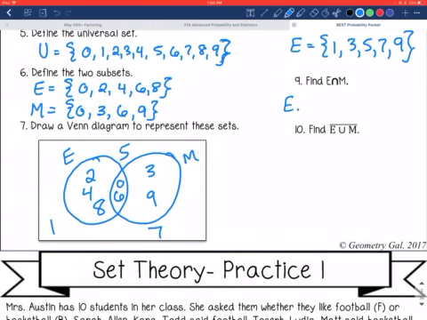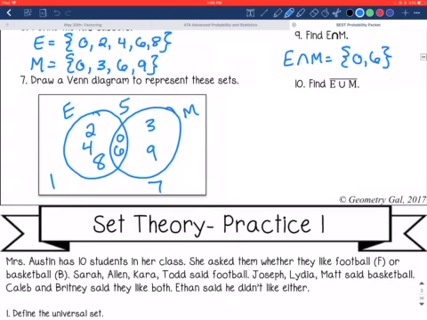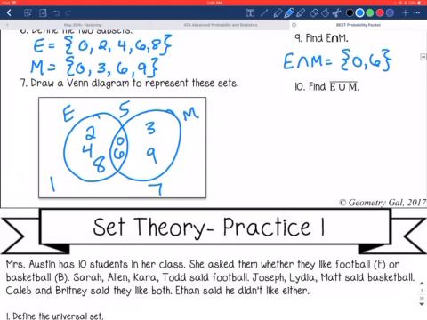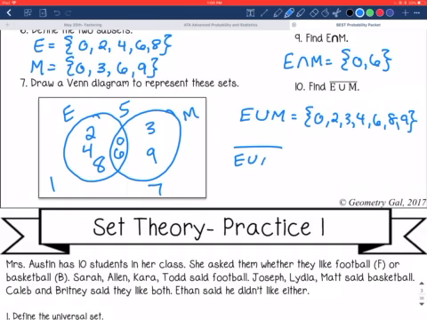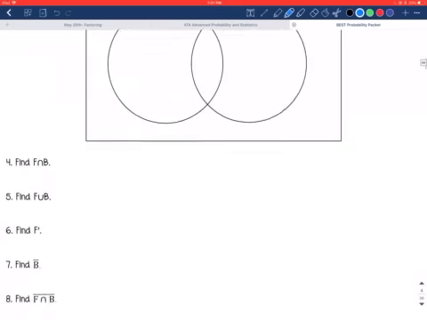So the intersection of E and M would just be 0 and 6. And then the complement of the union of E and M. Okay, so first off, we need to find the union of E and M to be able to find its complement, and that would be 0, 2, 3, 4, 6, 8, and 9. So that would be the union of E and M, but to find the complement of that, we would just figure out which ones are not there that are still in the universal set, and that is the 1, 5, and 7 that I was mentioning to you.